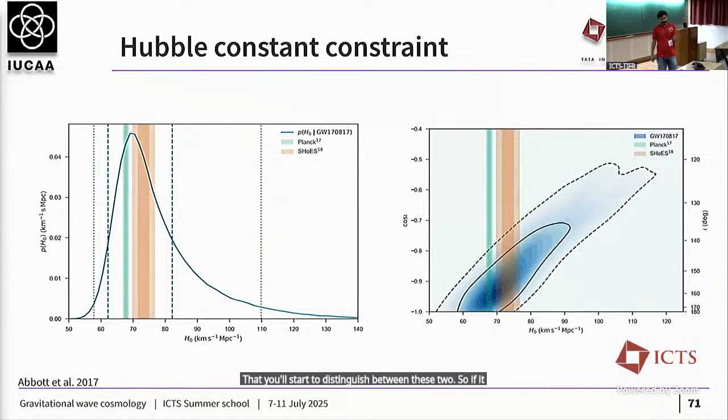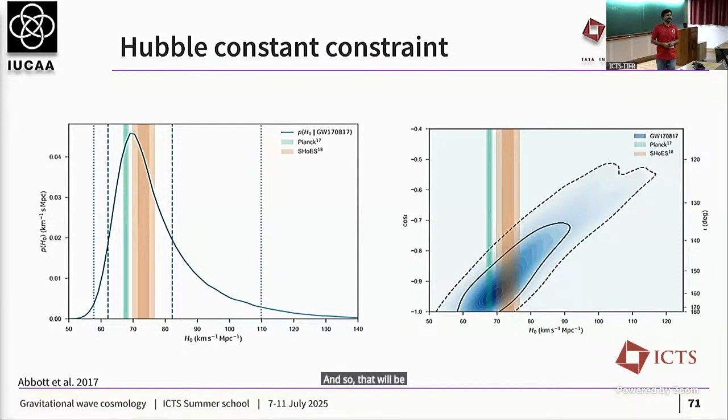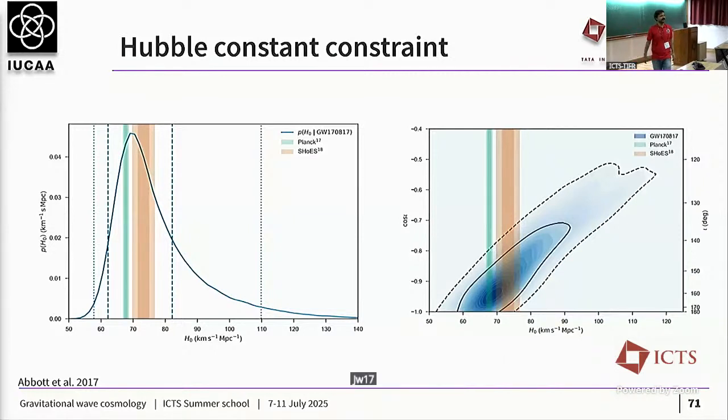So if it is a systematic effect that we see this Hubble tension because of some problems in the distance ladder, then you will see that it should peak somewhere around this green band. But instead, if there's something wrong with the cosmological model itself, then you will see it peak around the orange value, which means that somehow the universe is expanding faster today than what is predicted by looking at the early universe. And so that will be, again, a big thing, right? So that's the reason why people are looking for these kind of GW170817-like events.